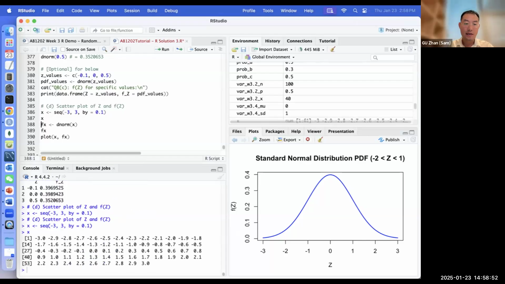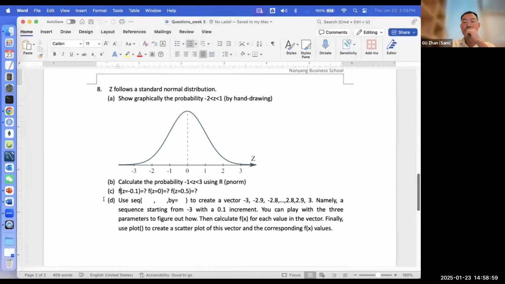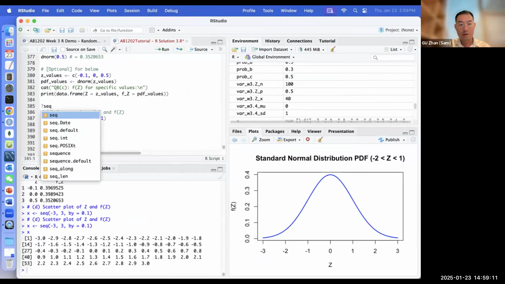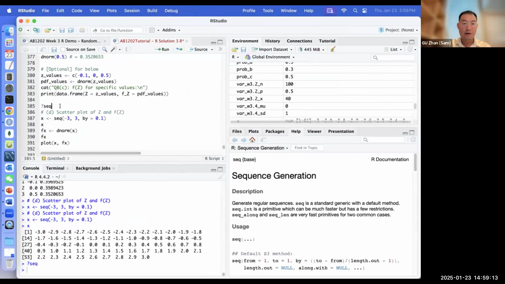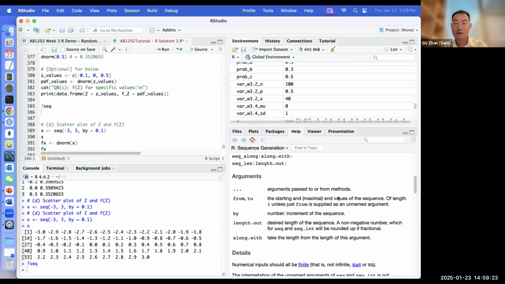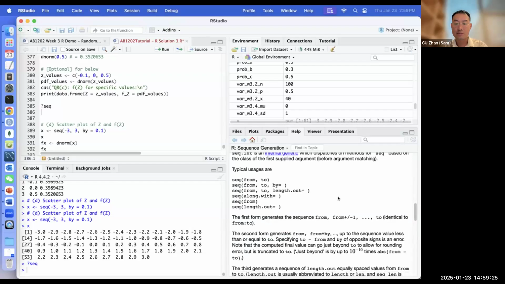So let's have a look. What is X? X is -3.0, -2.9, -2.8, and so on. So create a vector, namely X. You actually can use the helper function seq to run it. There's a helper function seq, and it teaches you how to use it. So seq from, to, by. That's it.